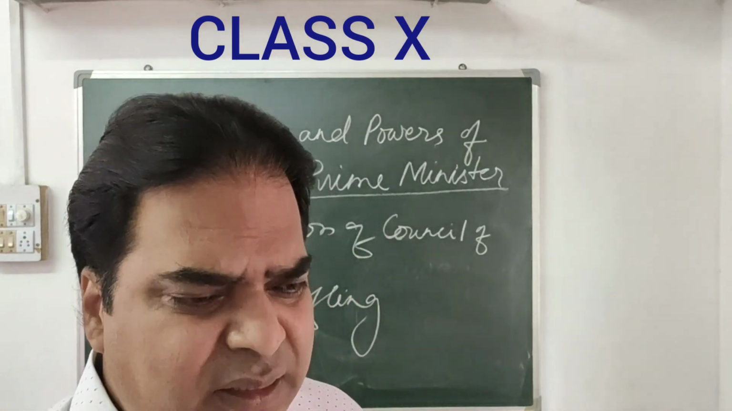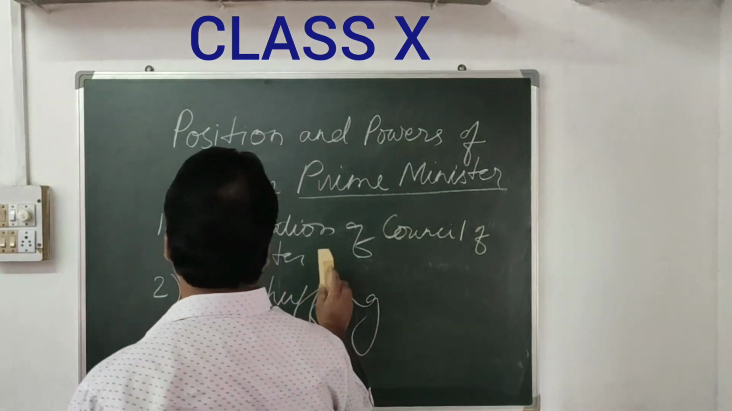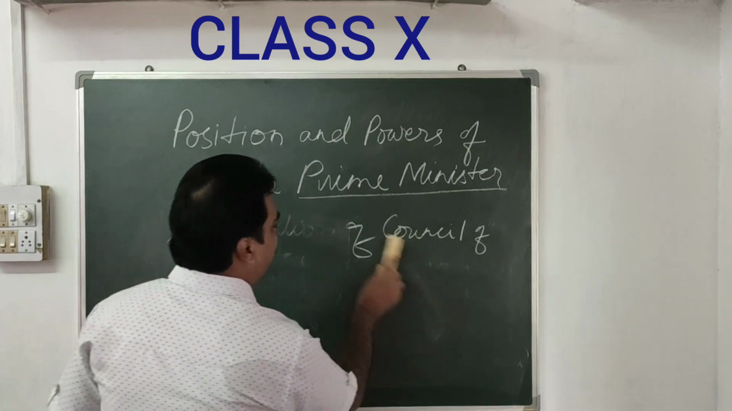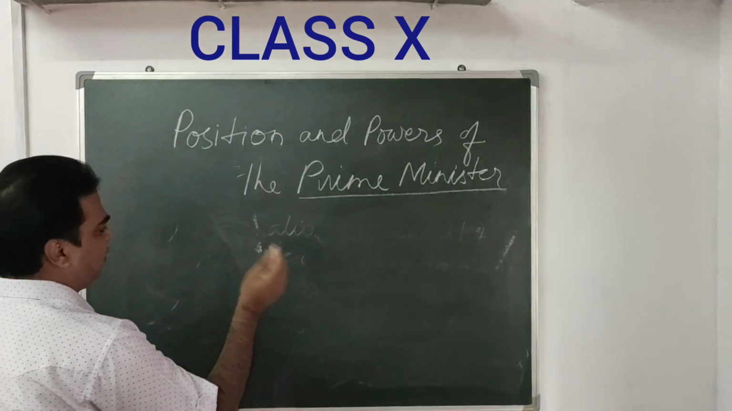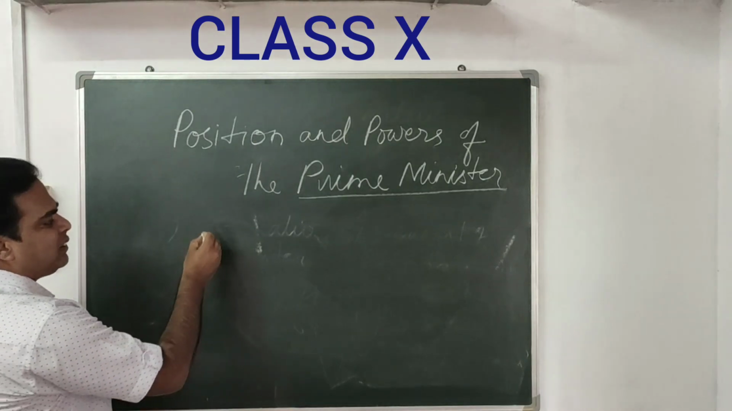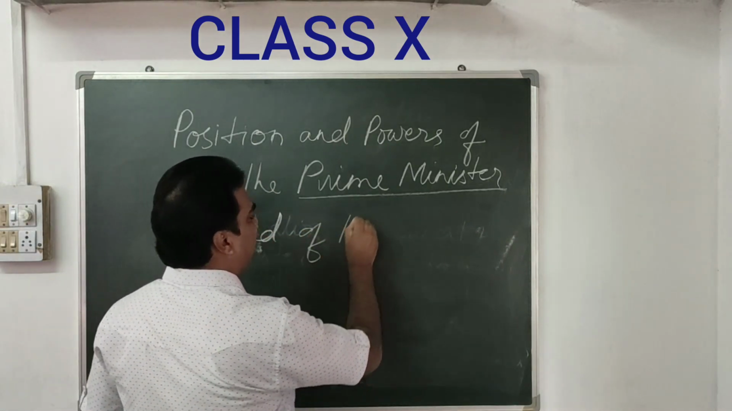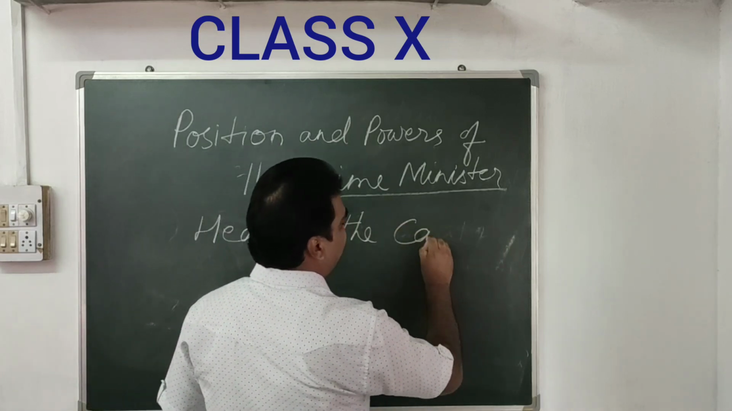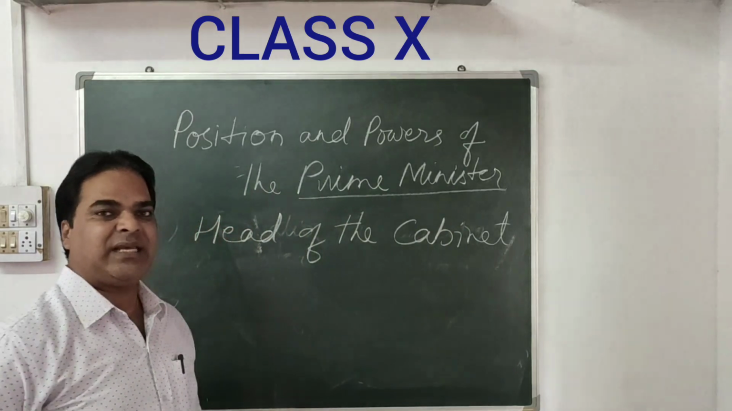Now, the third one is Prime Minister is the head of the cabinet. Now I am not going to write the number, I am just going to tell you. Now the third one is he is the head of the cabinet. So Prime Minister is the head of the cabinet.